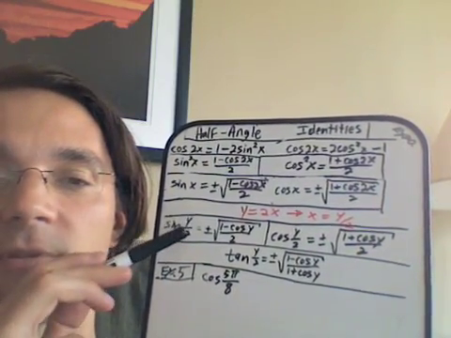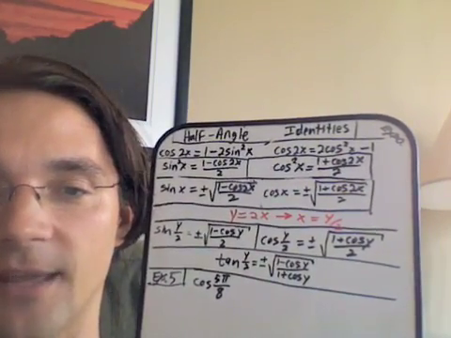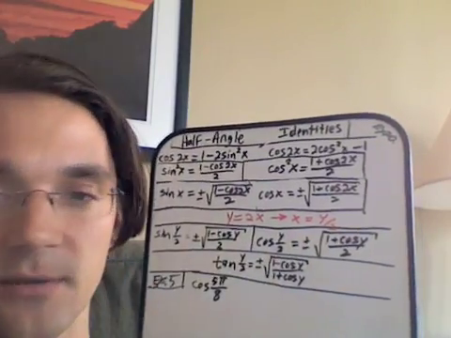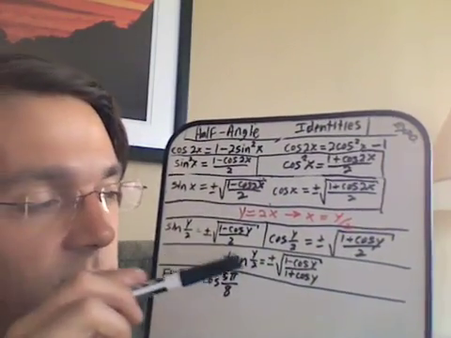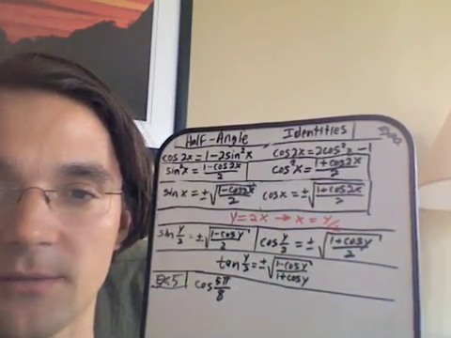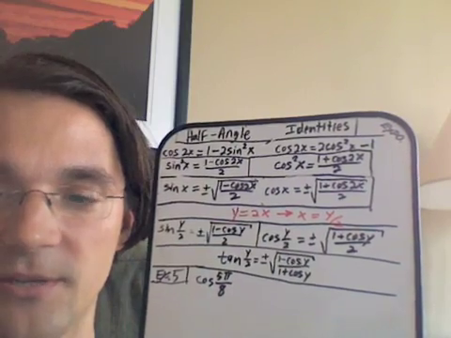Sine of something over 2 is just plus or minus the square root of 1 minus cosine of that thing, divided by 2. And cosine looks very similar, but there's a plus in here. And if you take the ratio of those two, you get this, which is the half angle identity for tangent. Okay, so these are all very closely related. They all should probably be on your next cheat sheet.